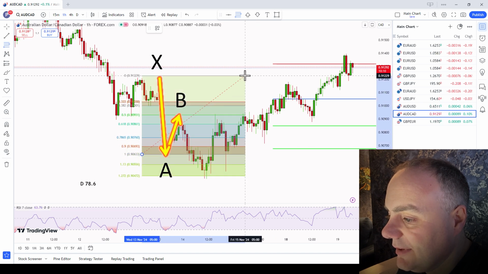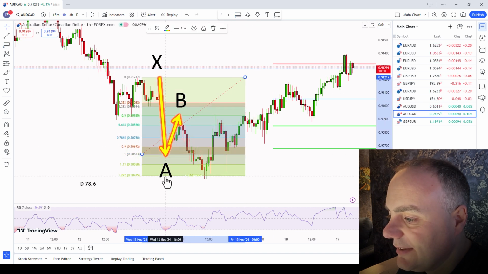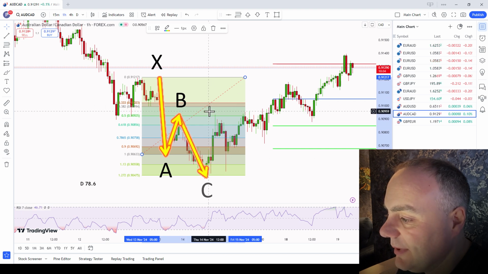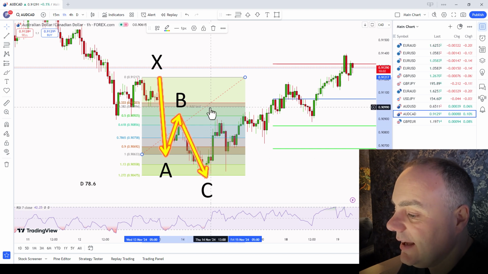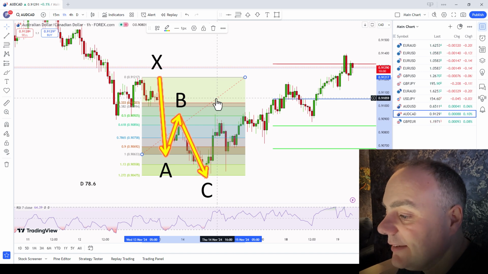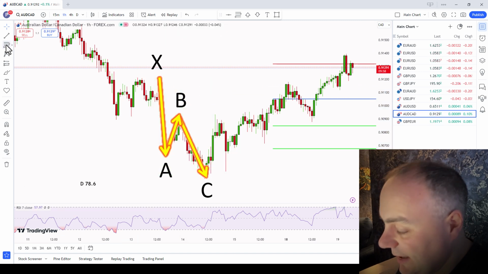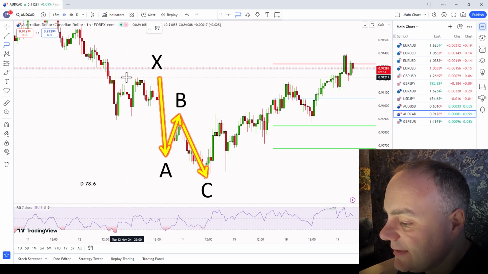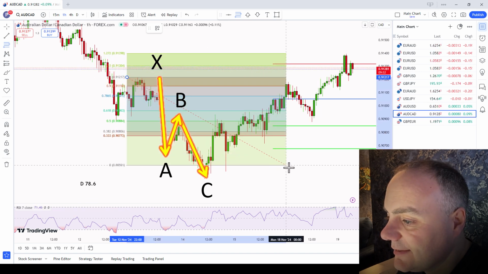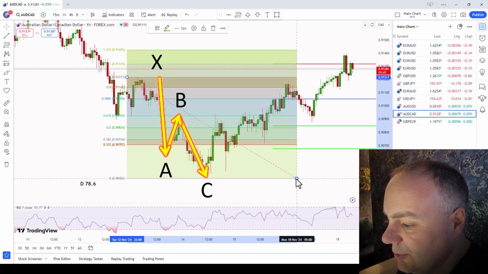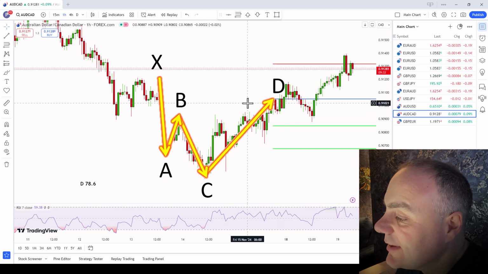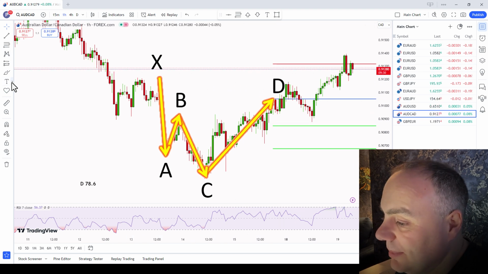Then we have an extension, which hits the 127, which means we have a valid X to A leg, a valid A to B leg, and a valid B to C leg now. And the completion point would be the 78.6% retracement of X to A, which would be, of course, here, because I already had the entry, 2 targets, and stop loss in place.